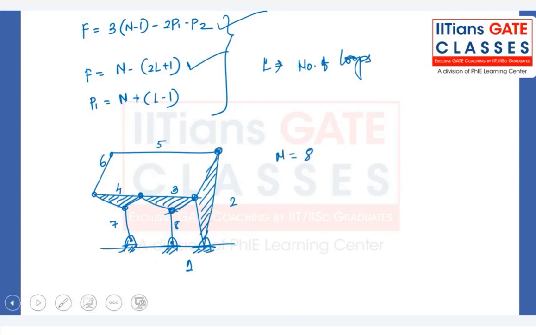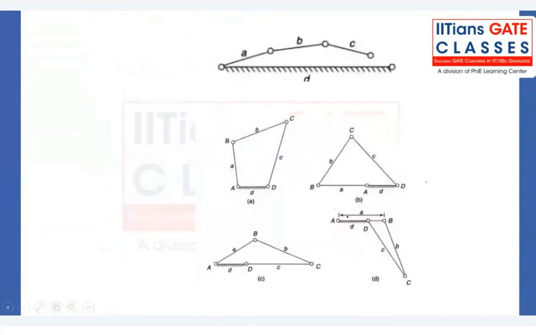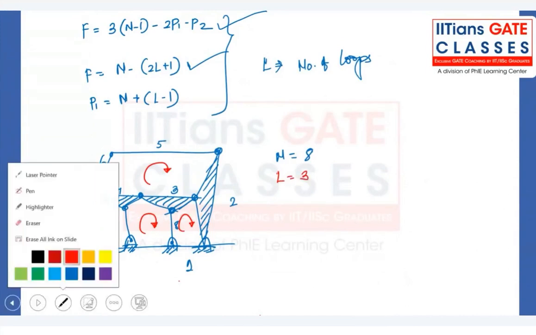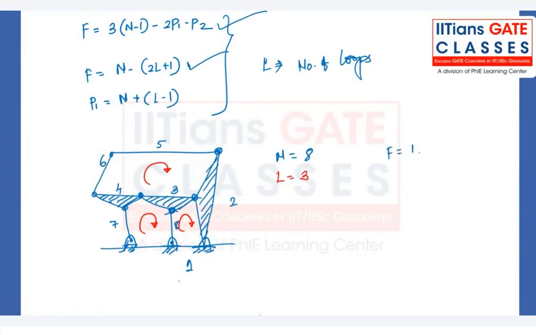In this case, it's here and one is here. So total number of loops are 3. Okay, so the degrees of freedom now can be calculated by using formula n minus 2l plus 1. It will be 8 minus 2 times 3 plus 1, so 1.